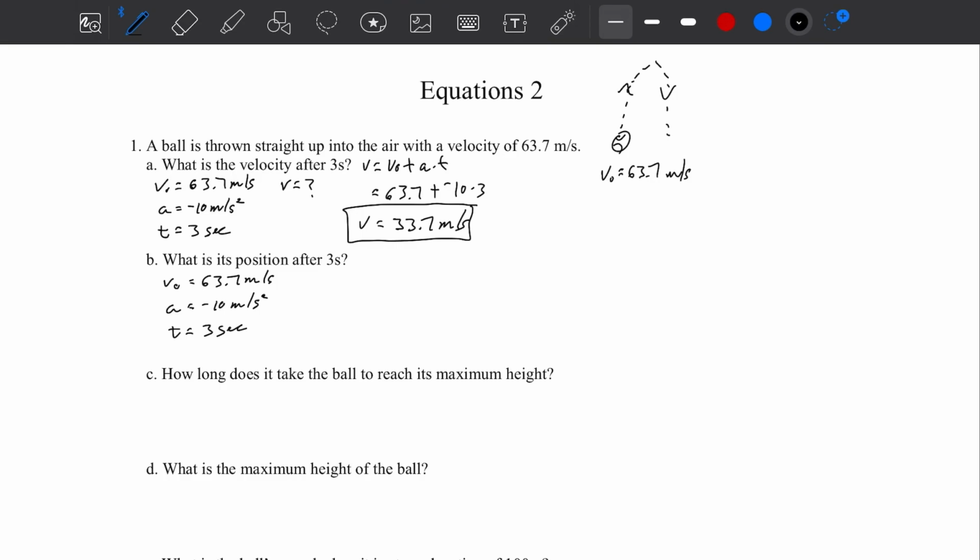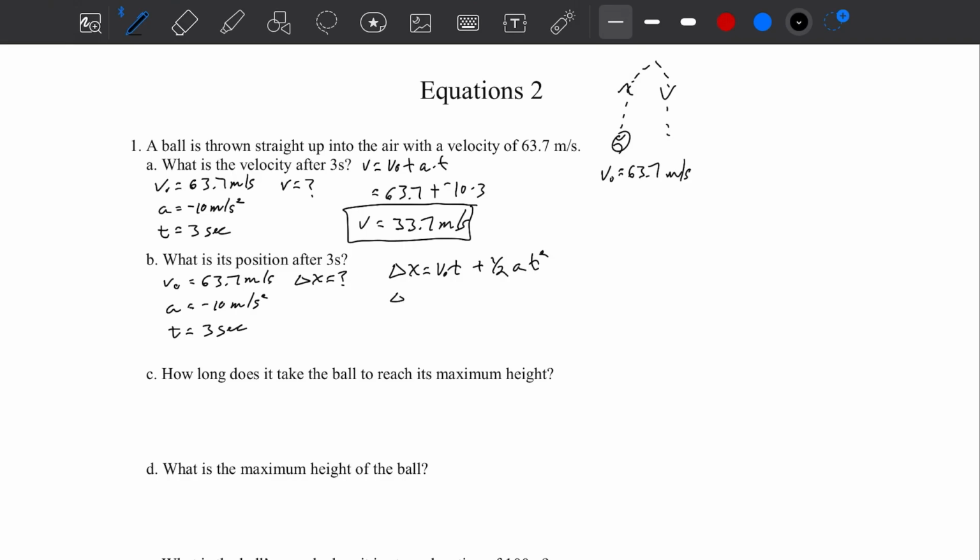So again, I'm going to write out the things I know. 63.7 meters per second is the initial velocity up, acceleration negative 10 meters per second squared down, time is 3. I'm looking for delta y. Yes, the problem's writing delta x. It's just a nasty habit I have. But let's keep it with delta y or delta x, whatever.